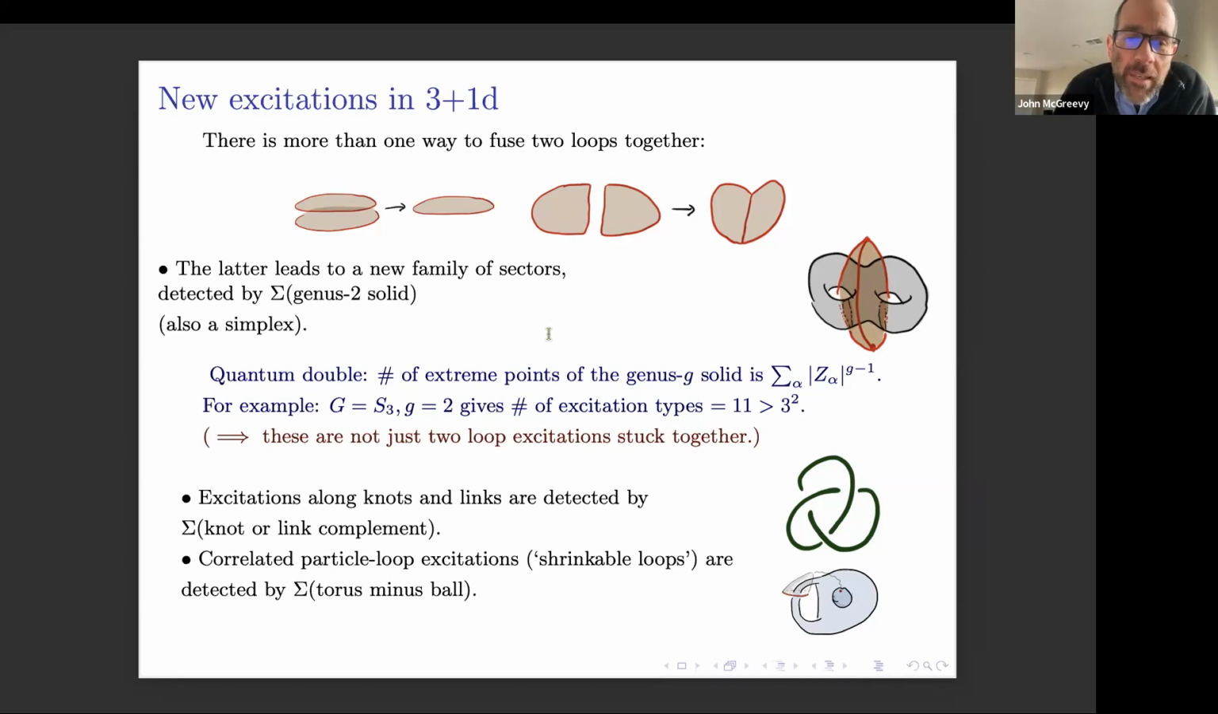So it depends on what... we get an invariant for each state, right? For each topological order. Okay.